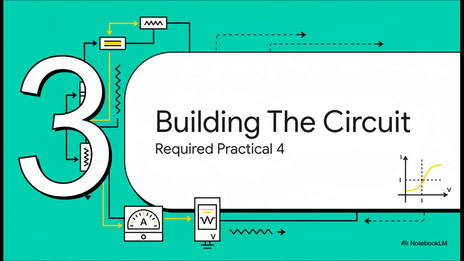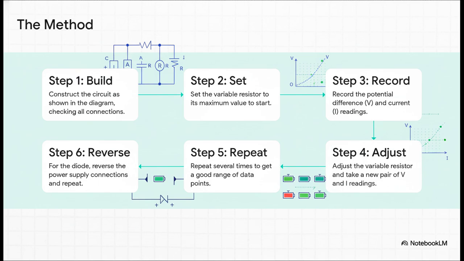Okay, on to the fun part. Section 3 is all about actually building the circuit. Now listen up, because this is AQA required practical number 4, so knowing the method is absolutely crucial. The method itself is pretty straightforward, actually. You build your circuit, making sure your ammeter is in series in the main loop, and your voltmeter is in parallel across the component you're testing.